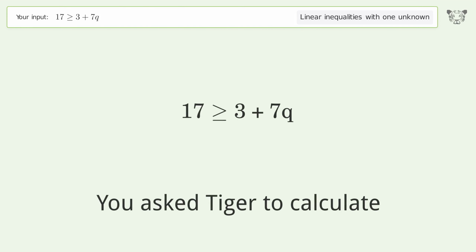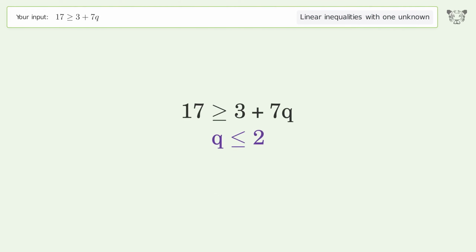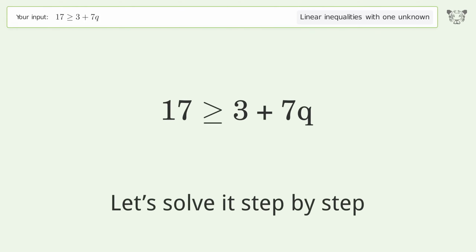You ask Tiger to calculate. This deals with linear inequalities with one unknown. The final result is q equal or smaller than 2. Let's solve it step by step.